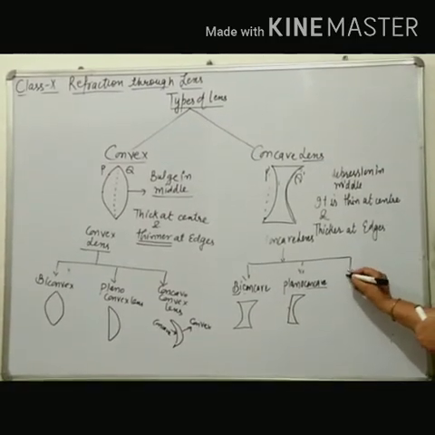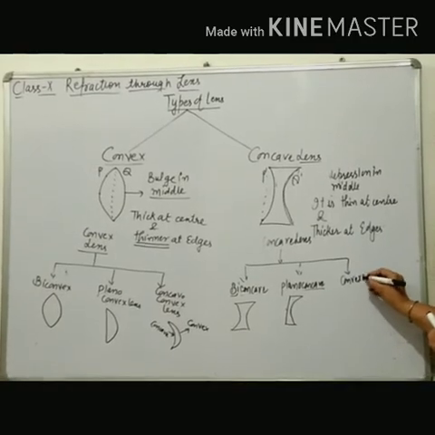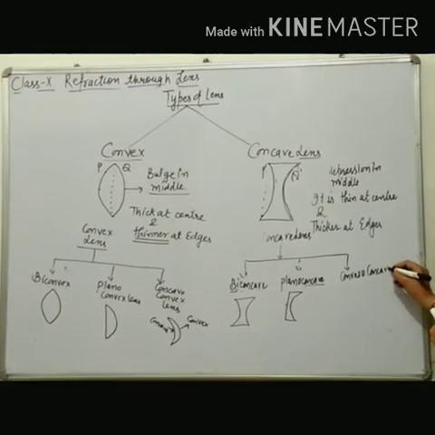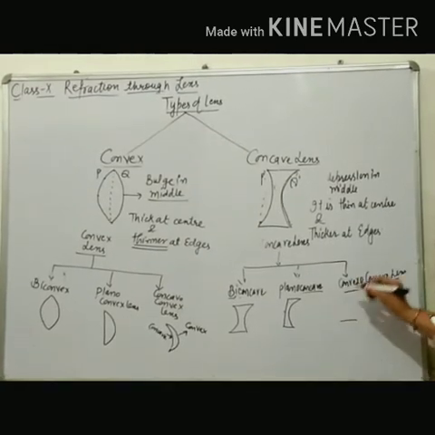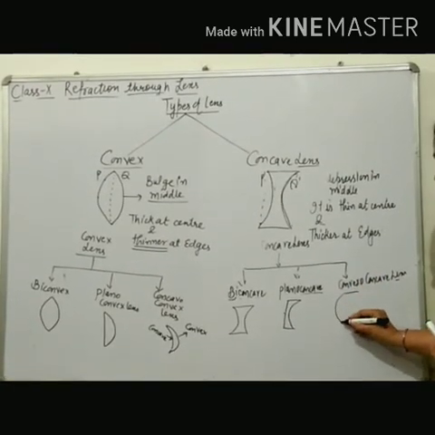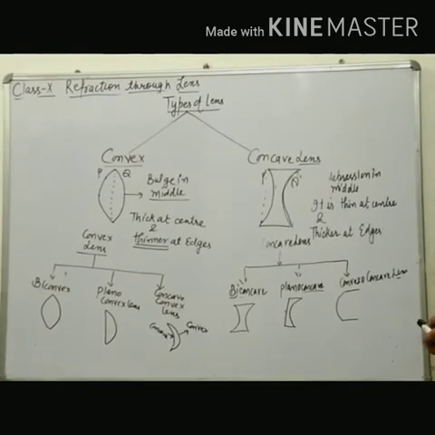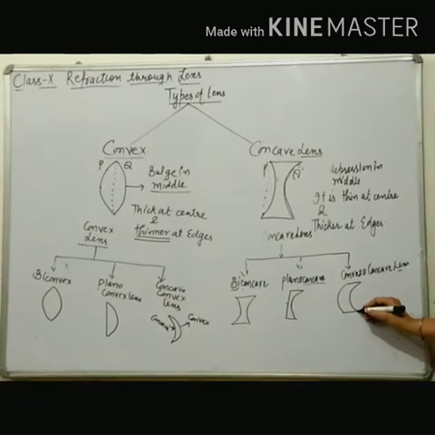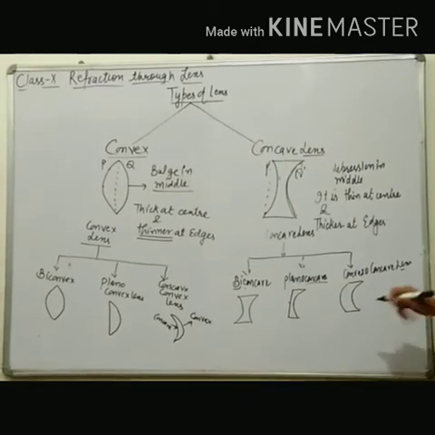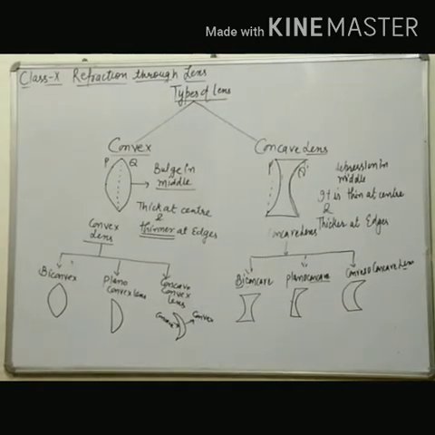And at last, that is convexo-concave lens. Convexo, the first surface is convex. Convex means going in outward direction, bulging in outward direction. Concavo, depression in the middle. So it is a type of convexo-concave lens.